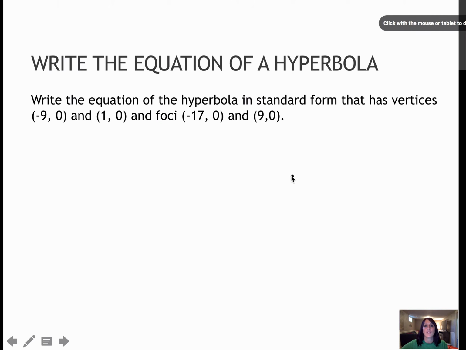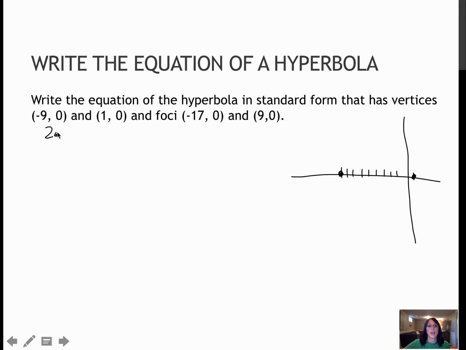Again, not a bad idea to look at a graph. So at negative 9, 0, I have a vertex, and at 1, 0, I have a vertex. The distance between those two is 10, so that means 2a is equal to 10, so a is equal to 5. So 1, 2, 3, 4, 5 units in, that's my center at -4, 0, halfway between -9 and 1.